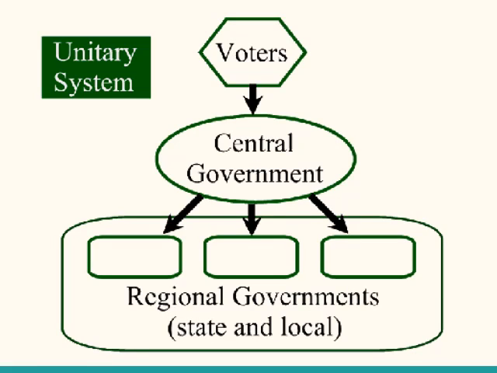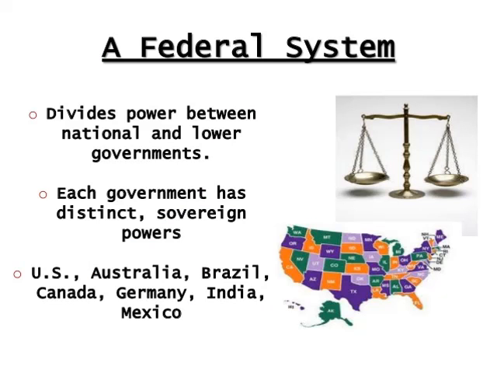All right, in this diagram, you see the voters in some unitary systems. In modern day, the voters vote in the central government, who in turn sends out the requirements, the laws, the regulations to the regional and state governments.